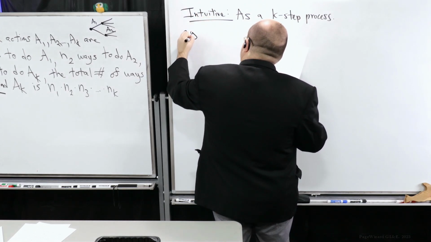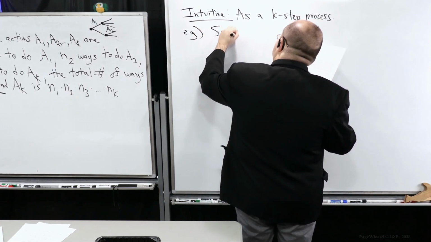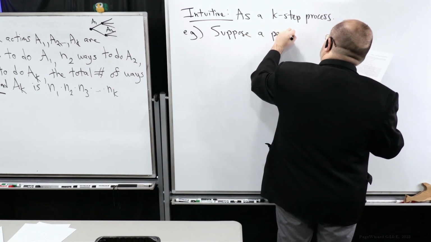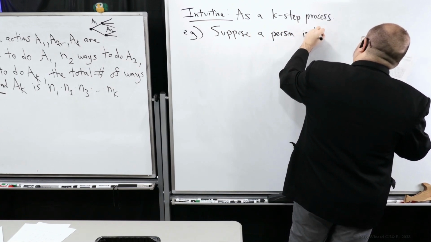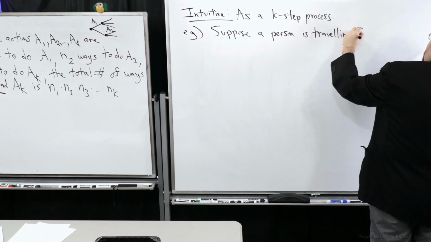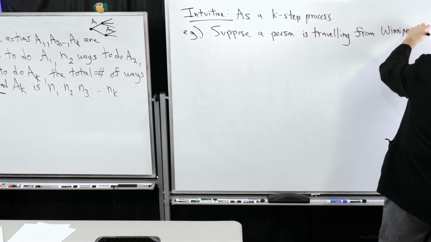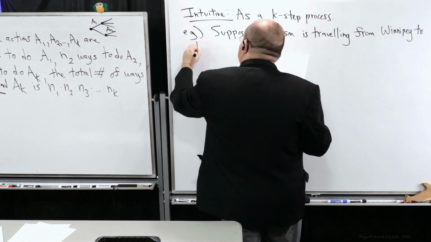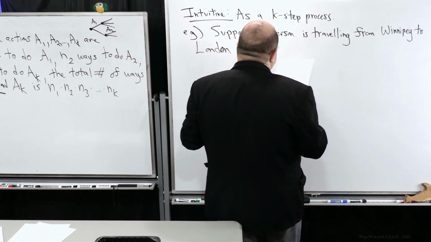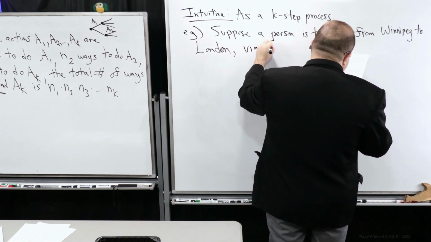So let's do an example. Suppose that we're going to go on a road trip. Suppose a person is traveling from Winnipeg to London. And we're referring to London, Ontario, not London, United Kingdom. We're talking about Winnipeg to London, Ontario, via Sault Ste. Marie.